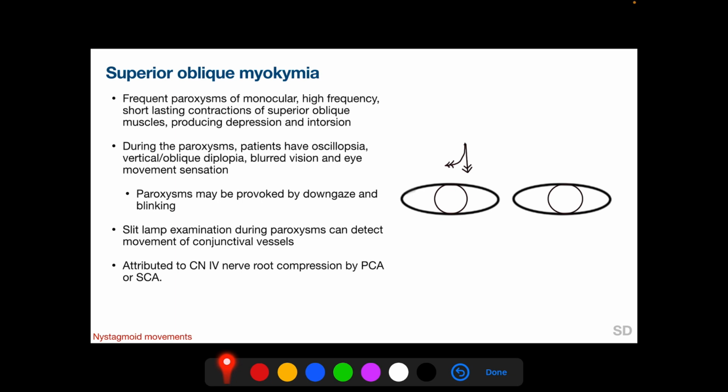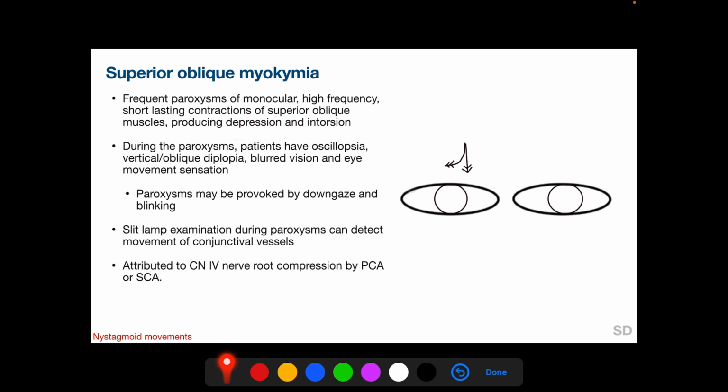Superior oblique myokymia occurs due to contractions of the superior oblique muscle, and these contractions are short-lasting. Frequent paroxysms are monocular in nature and occur with a very high frequency. And during these paroxysmal episodes, there is repeated depression and intorsion of the involved eye.